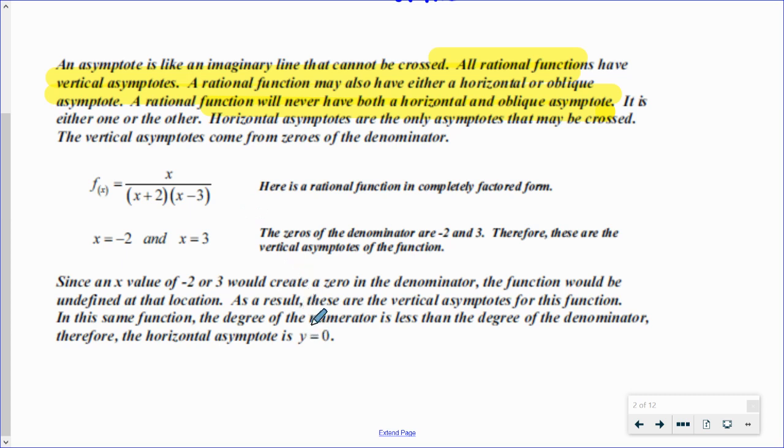Okay. Now, also we notice in this function that the degree of the numerator is 1 and the degree of the denominator is 2. So since the denominator has a greater degree than the numerator, it grows much faster than the numerator does, and therefore there's also a horizontal asymptote at y equals 0.